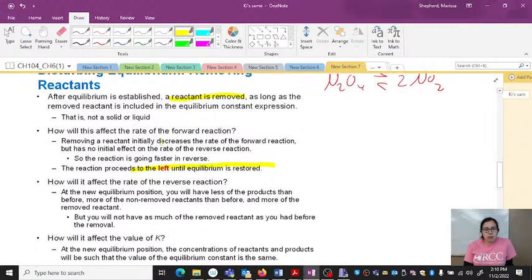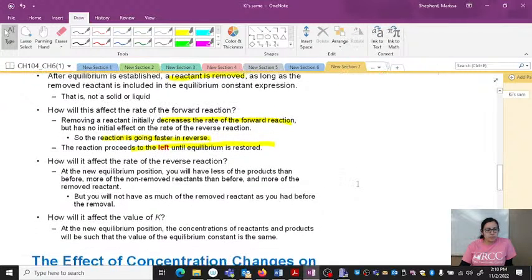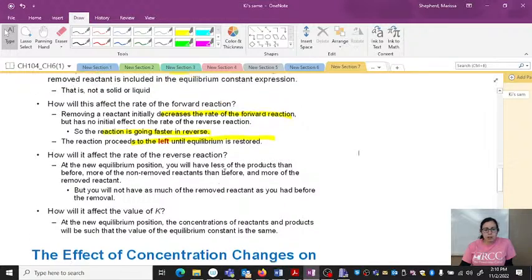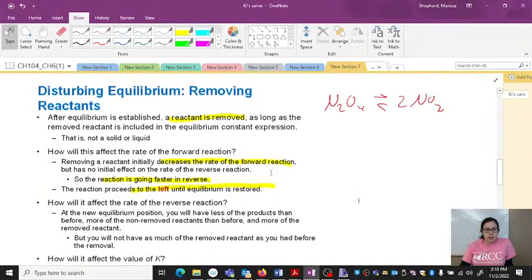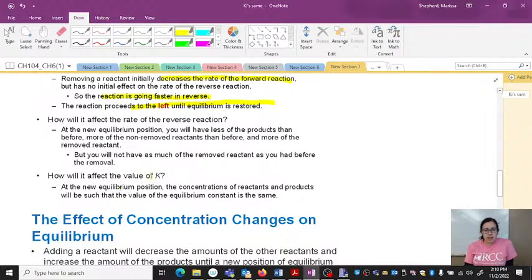Initially, removing the reactant decreases the rate of the forward reaction, and then the reaction goes faster in reverse. At our new equilibrium position, obviously we'll have less products than we started with, and if we had some other reactant that was not removed, we would have more of that, and of course more N2O4 was formed. And of course K would not be affected, so it should be the same K once it's back at equilibrium.